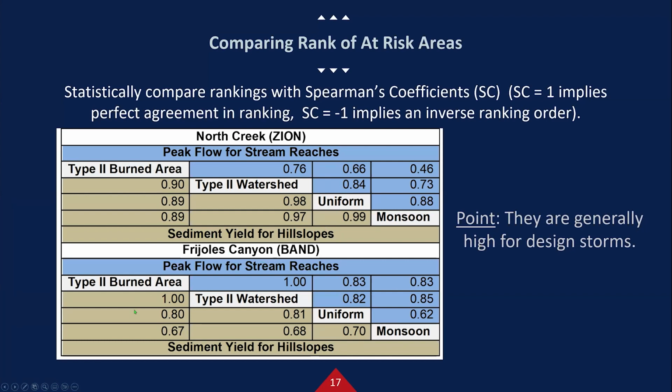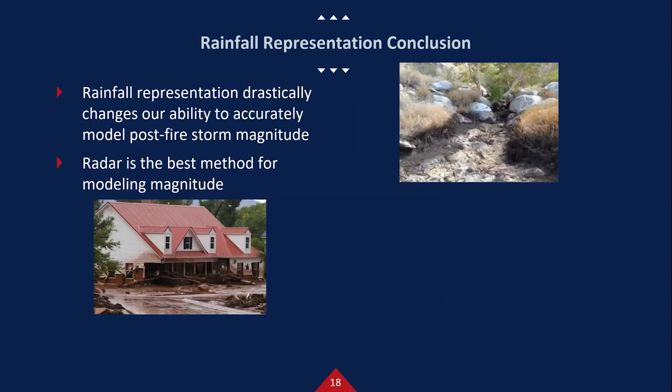And down in Frijoles, again, we get pretty good rankings in terms of the Spearman coefficient. But the point is, the statistic is generally high for the design storms. So our conclusion is that the rainfall representation drastically does change our ability to accurately present the model post-fire storm magnitude. And we've shown in this study, or Gabe has shown in this study, that radar is the best method to do that.